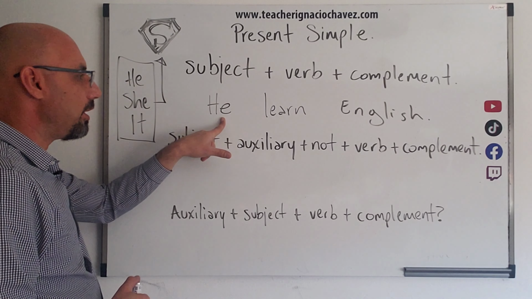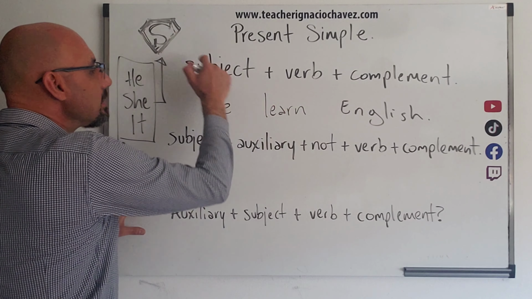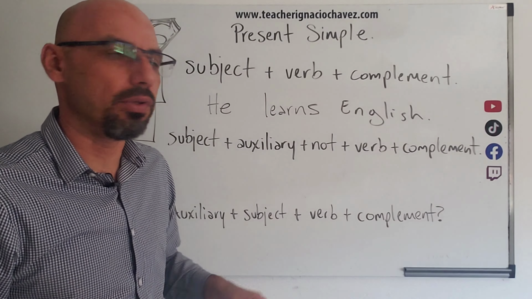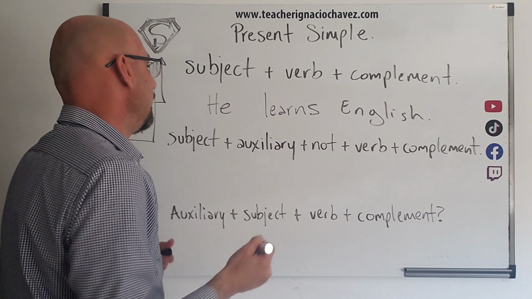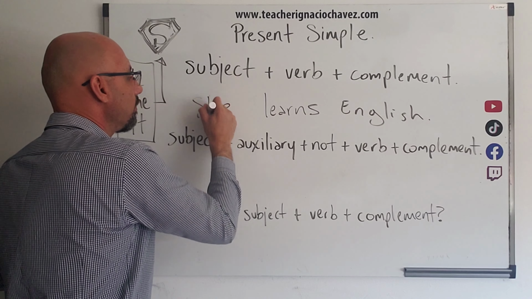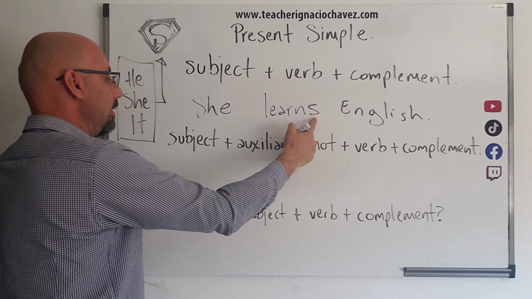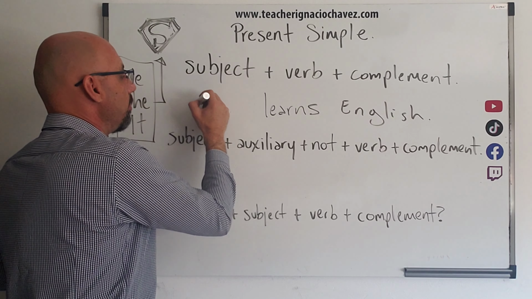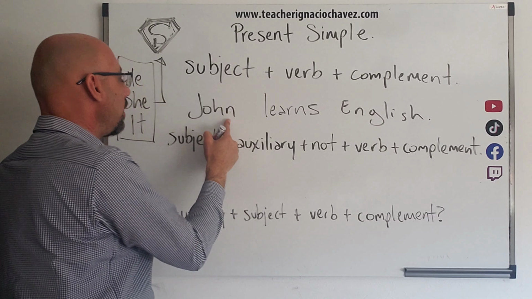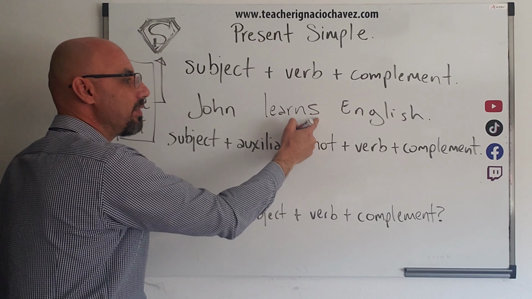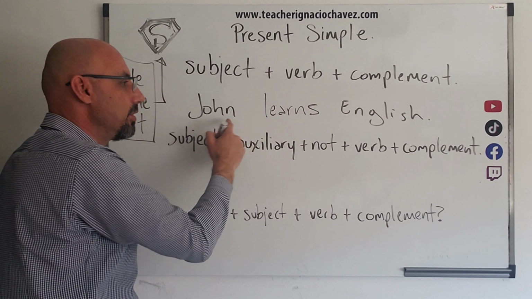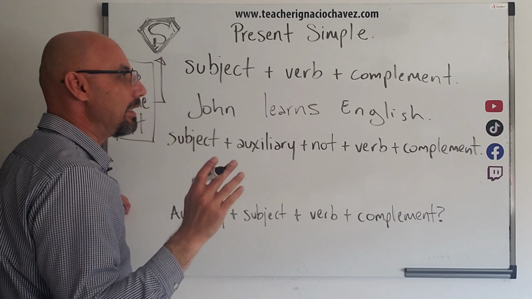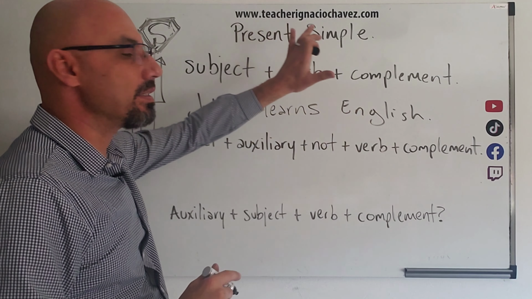When you use he, she, or it, you need to put an S to the verb. He learns English. Why? That's just a rule. He learns English. If I say she, I have to use learns, okay? If I use the name of a person, for example, John, John is he. So I need to keep the S for the verb. John learns English. He, John, learns English. That is my affirmative sentence in present simple.